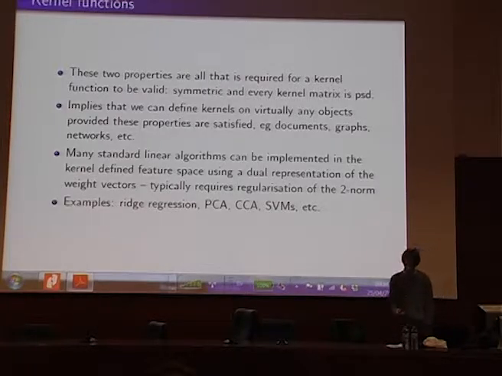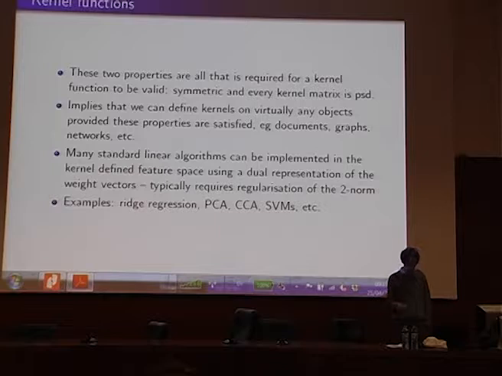And you can do things like regression with so-called ridge regression, kernel ridge regression. The ridge is basically the two-norm regularization. It's a normal linear regression with a two-norm regularization, and you can apply it in a kernel-defined feature space. Also principal components analysis, canonical correlation analysis, support vector machines, which I'll talk about a little bit more in a minute, and so on.